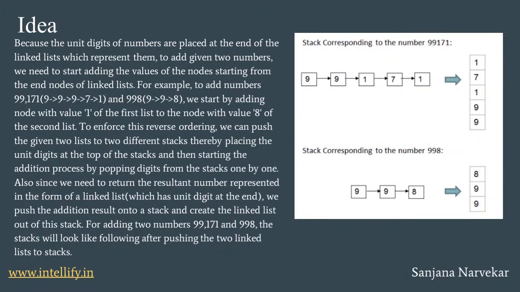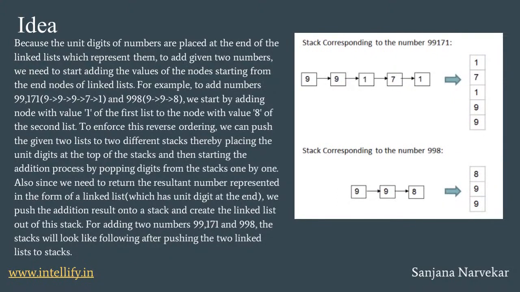Now in the image you can see that the number 99171 is pushed onto the stack. How is it pushed? First the first digit 9 is pushed, then the second 9, then 1, 7 and later on the unit digit 1. Here 1 is the unit digit, so we want the unit digit to be on the top of the stack.